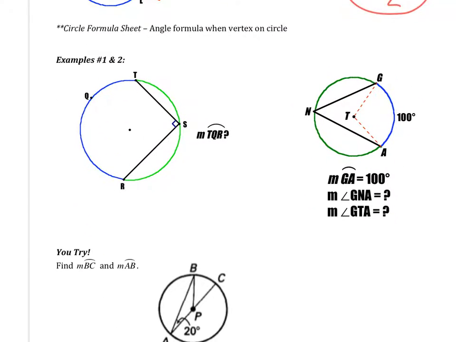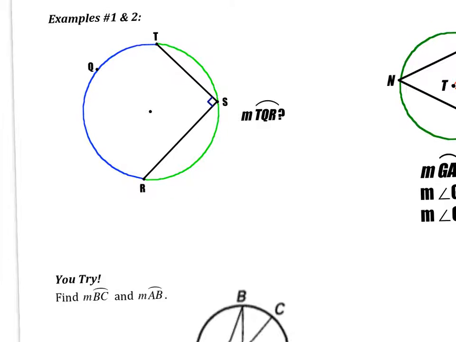All right, so in example number 1, it's asking for arc measure TQR, the blue. Sorry, TQR. What you're supposed to do is look at this. What's the measure of angle S? 90. So if this angle is 90, what's the measure of the arc? 180, because you double it to get the arc. You cut the arc in half in order to get the angle.